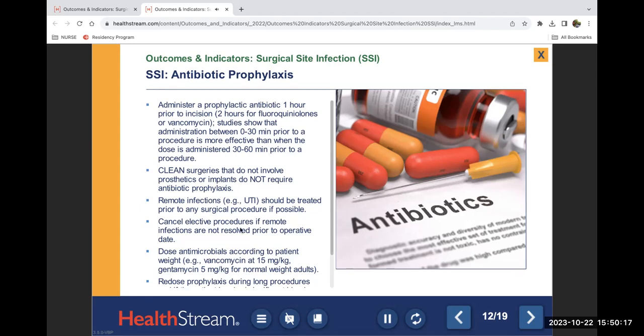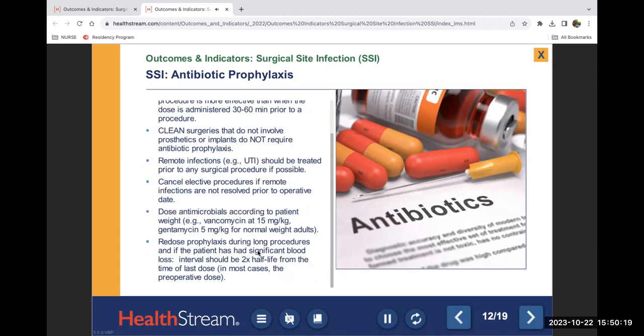Redose antimicrobial prophylaxis during long procedures and if the patient has had significant blood loss. The interval should be 2 times the half-life from the time of last dose, in most cases the preoperative dose.